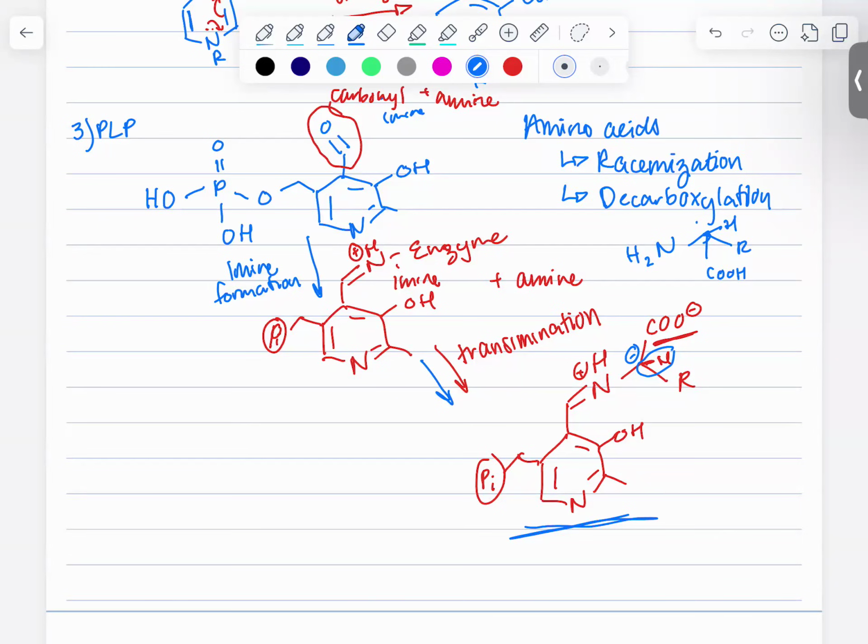PLP has a bunch of steps to a mechanism. I don't think it would be fair to expect you to draw all of those steps in a time constrained exam. It's important for understanding what reactions PLP works with versus TPP. It does racemization and decarboxylation.